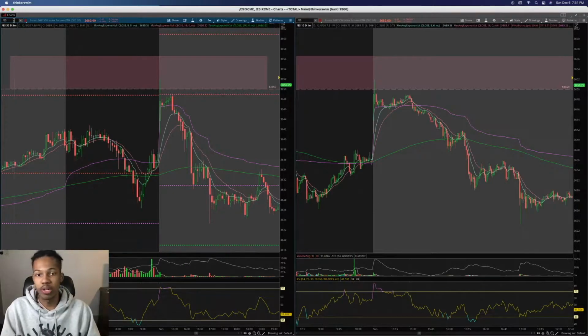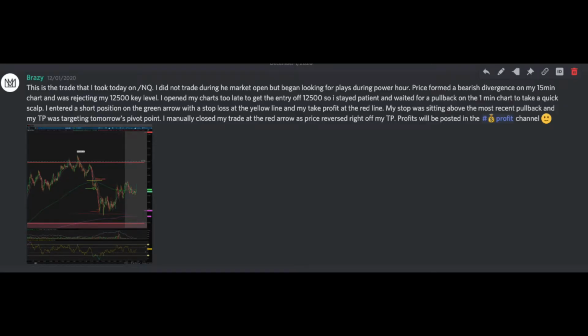All right, so I'm gonna bring up my next trade that I took on the NASDAQ, and this is one that I also posted in the Discord as well. Okay. All right, so here's the trade that I took on the NASDAQ futures index, whatever you want to call it.